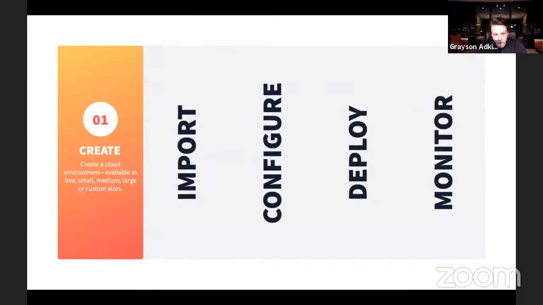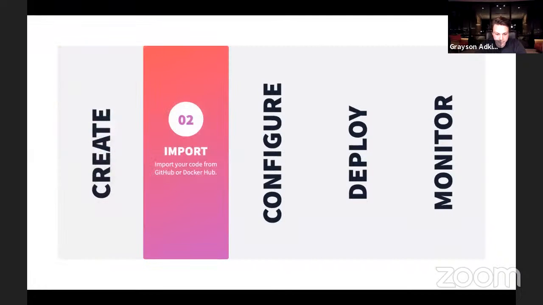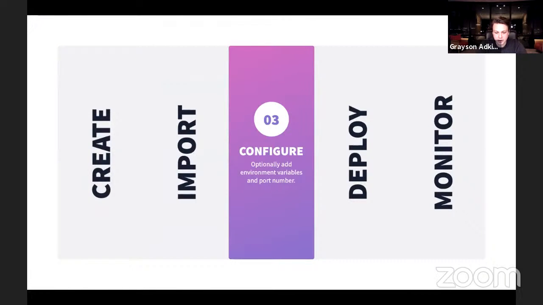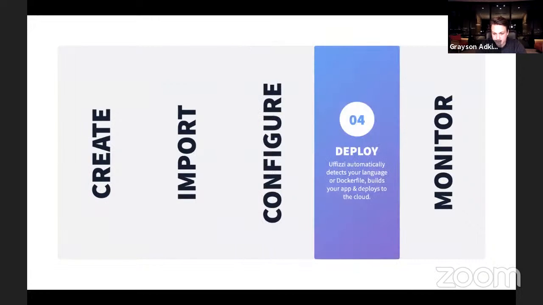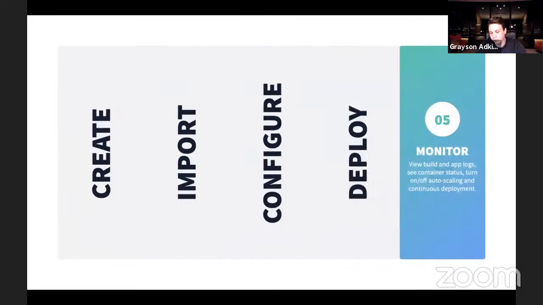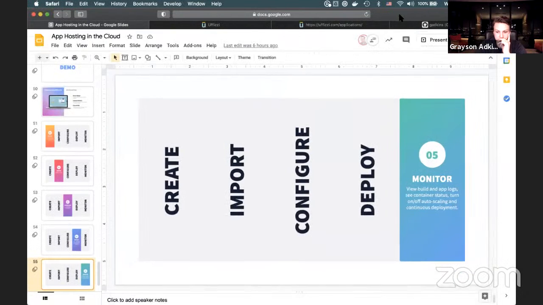I'm going to give you an overview. We're going to create a cloud environment. We have free, small, medium, and large sizes available. We're going to import our app specifically from GitHub. You can also import it from Docker Hub. We'll configure our app, which in this case will be very simple to do, and then we'll deploy that app. And then finally, we'll show you how you can monitor it with the logging statuses and turn on and off things like auto scaling and continuous deployments.